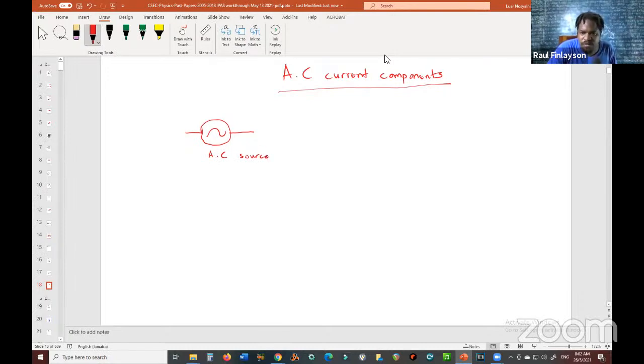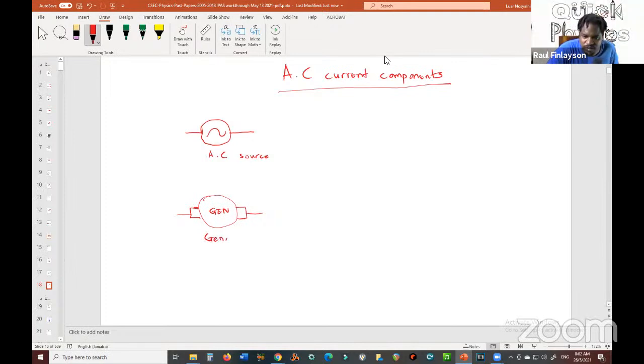Also, you have this symbol that they use. They say they use it in CXC, but sometimes what they do is draw the symbol and ask you to state what it is. We have this one. Put GEN in the middle, and that would be a generator.